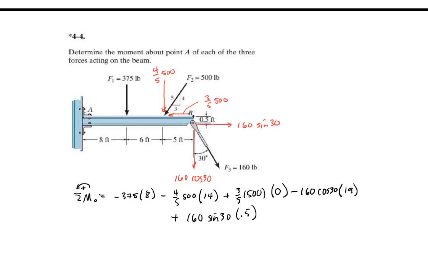And then when you add all those together, you'll get negative 11,190 pound-feet. And that's the answer we're looking for.